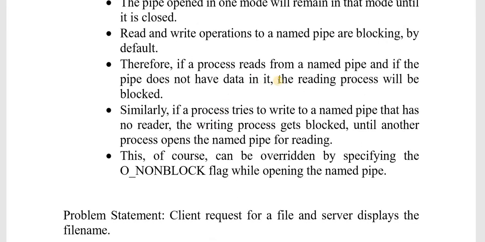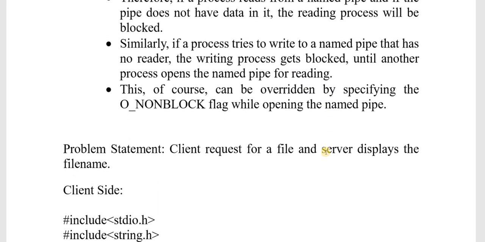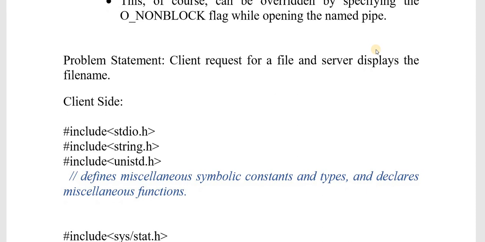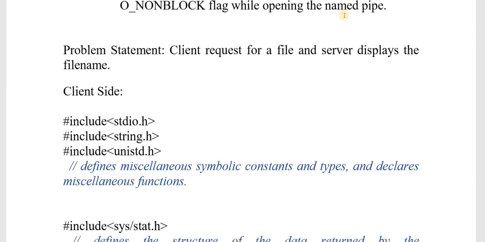Therefore, if a process reads from the named pipe and the pipe does not have data in it, the reading process will be blocked. Similarly, if a process tries to write to a named pipe that has no reader, the writing process gets blocked until another process opens the named pipe for reading. This, of course, can be overridden by specifying the O_NONBLOCK flag while opening the named pipe.